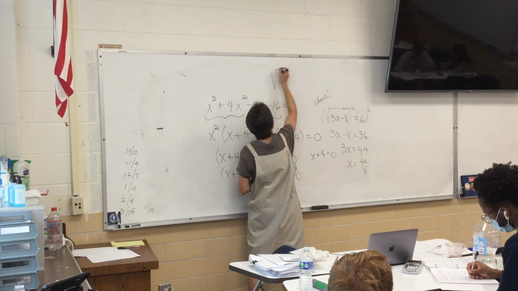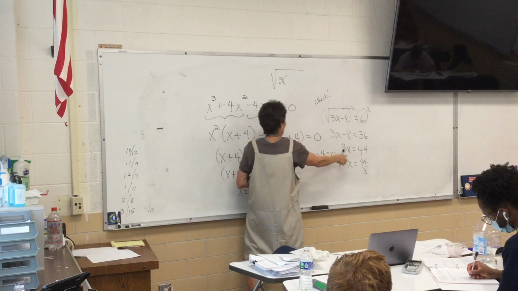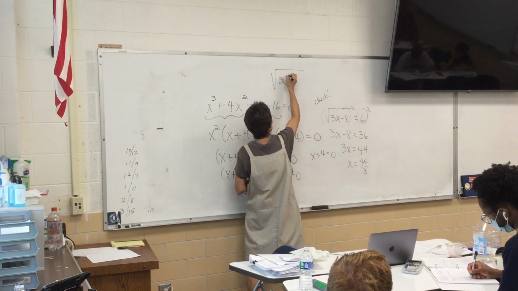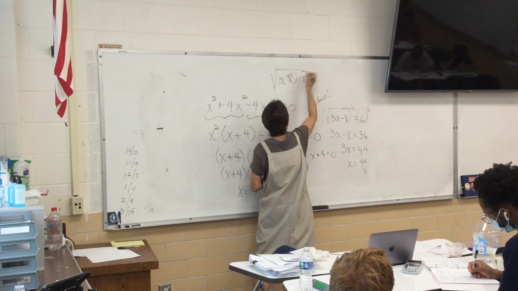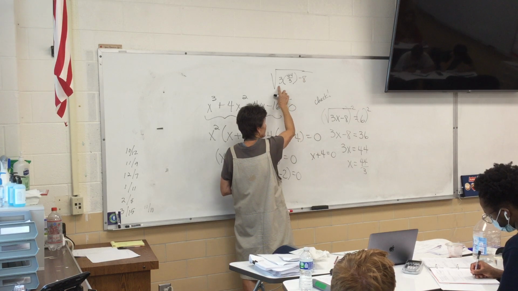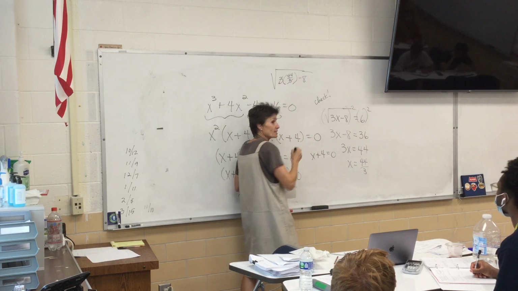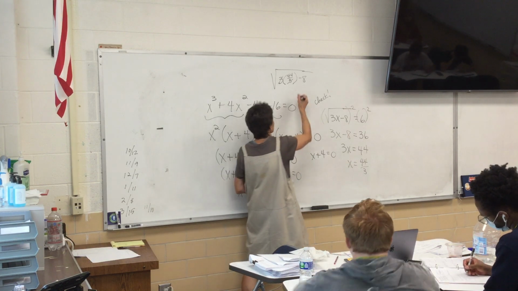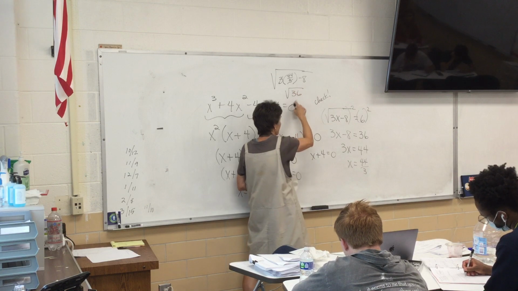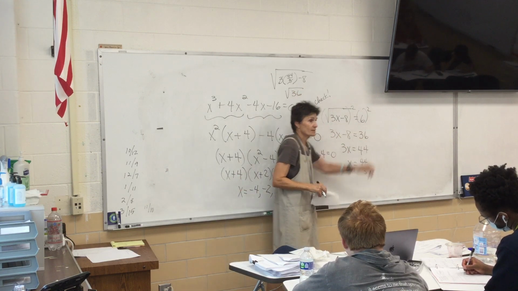Now, before you start freaking out, you're just thinking, I've got to check that. Look what happens when you plug that in here. So you have 3 times 44 thirds, minus 8. What happens when you multiply these together? You just get 44. And 44 minus 8 is 36, and the square root of 36 is 6. All good.